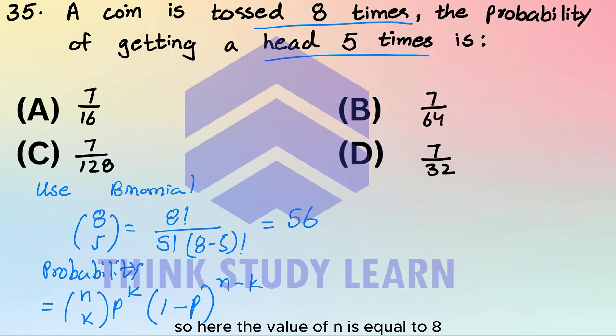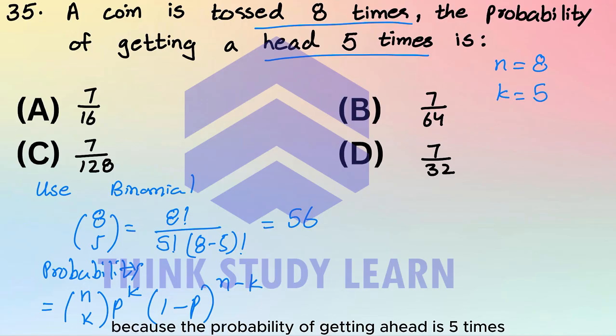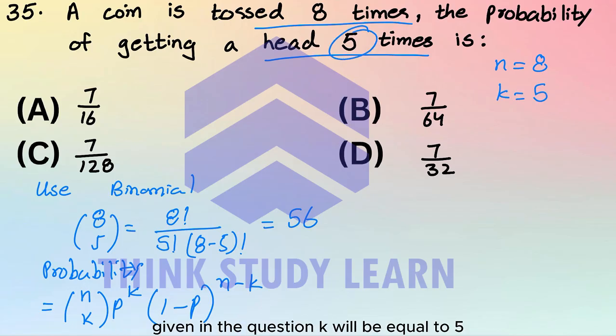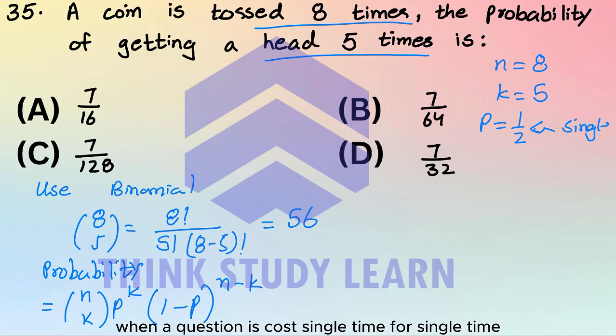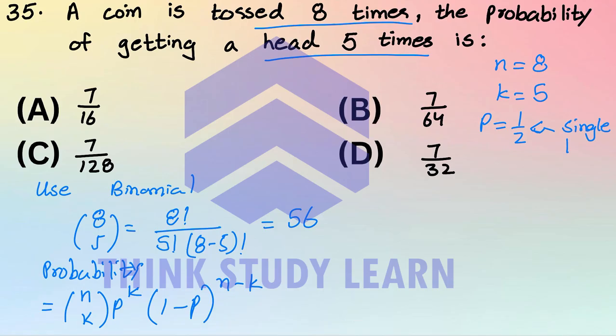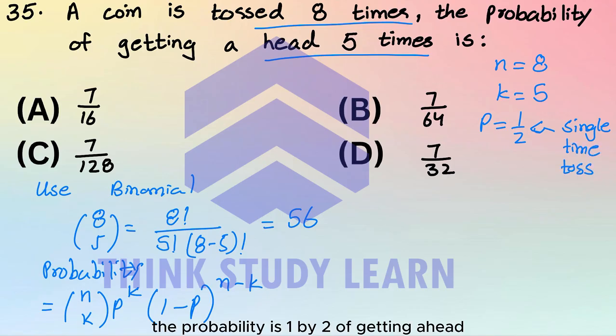So here the value of n is equal to 8 because the coin is tossed 8 times, and k is equal to 5 because the probability of getting a head 5 times is given in the question. k will be equal to 5, and p is equal to 1 by 2 because this is the probability of getting a head when a coin is tossed a single time. For a single toss of a coin, the probability is 1 by 2 of getting a head.